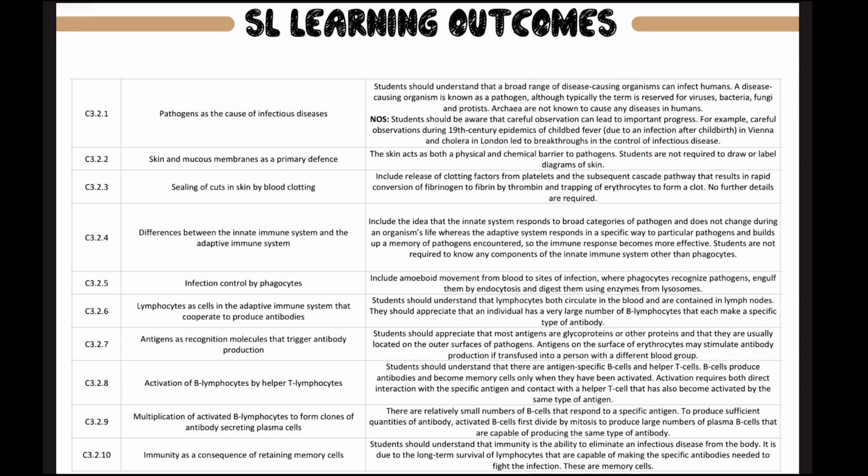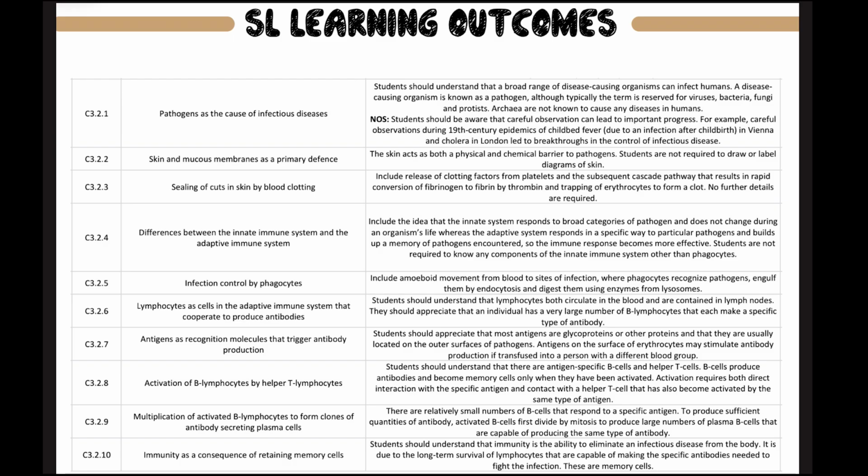Let's go over the learning outcomes for subtopic C3.2 Defense Against Disease. Recall that this only has standard level learning outcomes and there are no additional higher level learning outcomes. So the very first learning outcome that we looked at was really all to do with what exactly is a pathogen, what does this mean, and how do they cause infection.